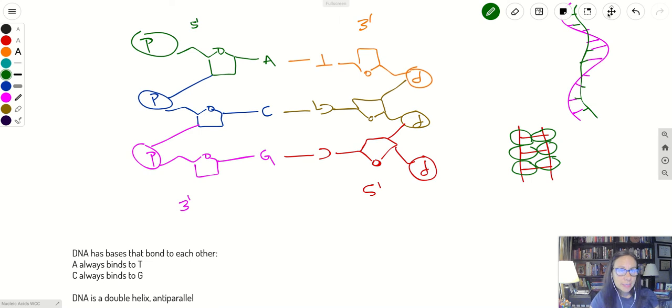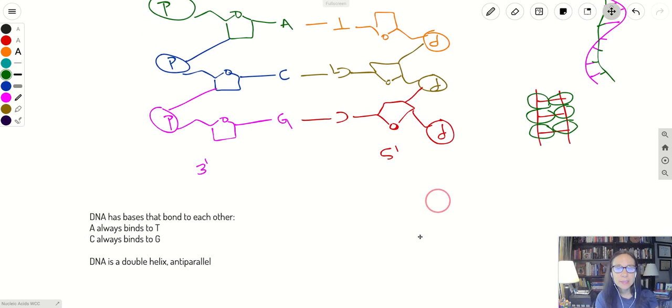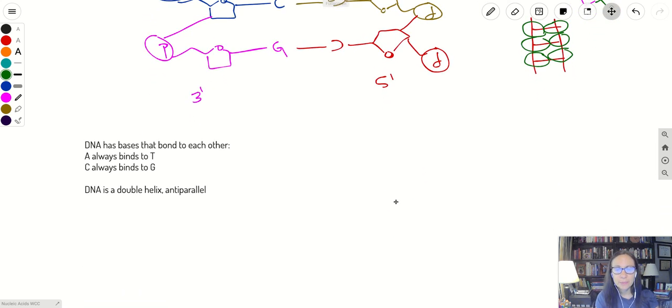So that's DNA. A second nucleic acid that I want to introduce to you today is RNA. And maybe you've heard of RNA before, maybe you haven't. So I'm going to use blue. We're going to talk about RNA now. RNA stands for ribonucleic acid.